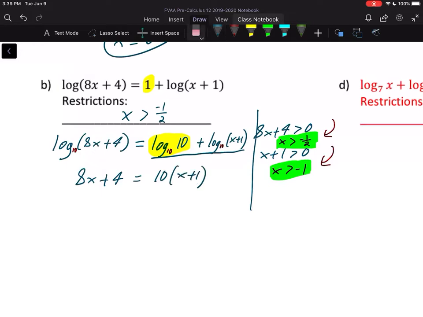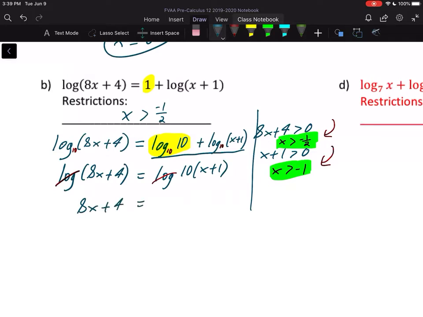Okay, maybe I shouldn't have skipped a step here. Let me go back. I'm going to keep this one the same. Log 8x plus 4 is equal to, because they have matching bases, I can put this as log 10 times x plus 1, okay? And that's when I get rid of the logs, because they have matching bases, which leaves me with 8x plus 4 is equal to, and now I can distribute that 10 into my bracket, 10 times x plus 1. I don't want to lose anyone here as we do this. So now I would distribute the 10 and then solve for x, right?